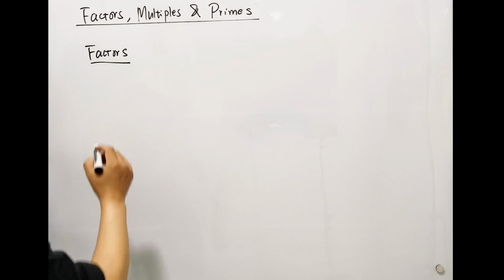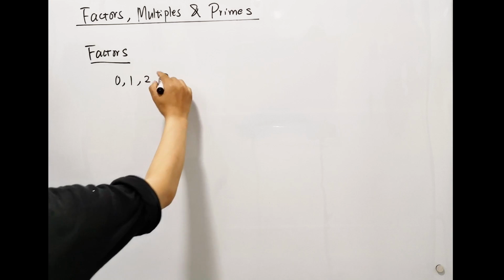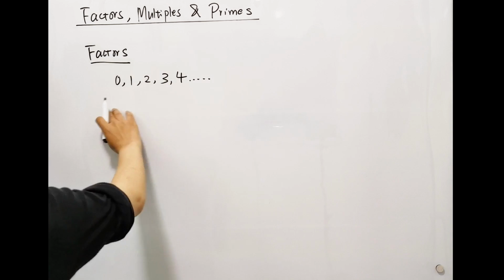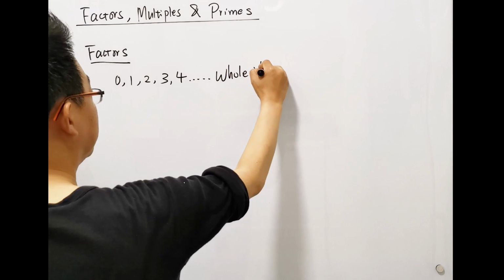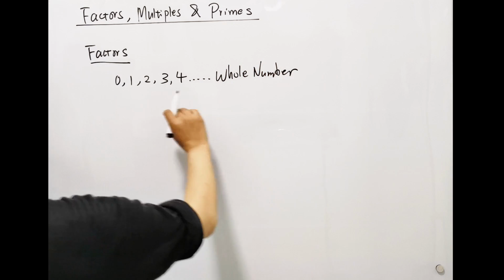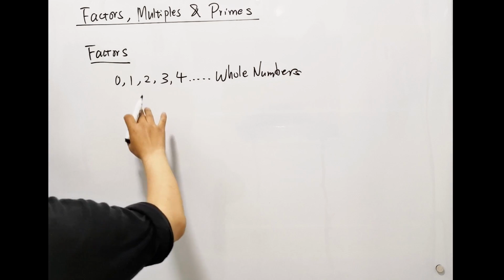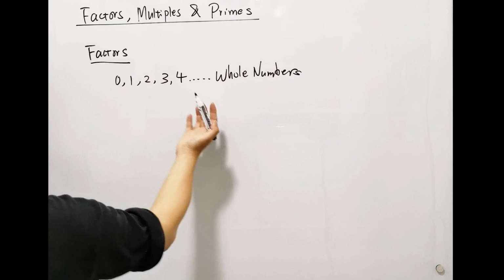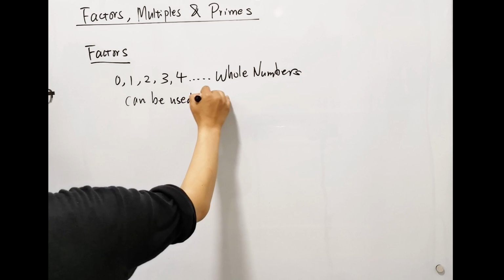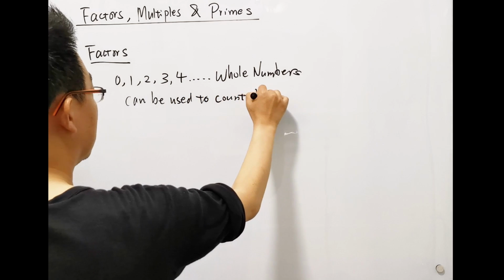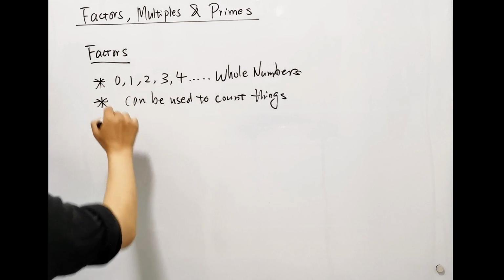What are whole numbers? Let's say 0, 1, 2, 3, and 4, and so on. We call them whole numbers. They can be used to count things. They are all whole numbers, right?